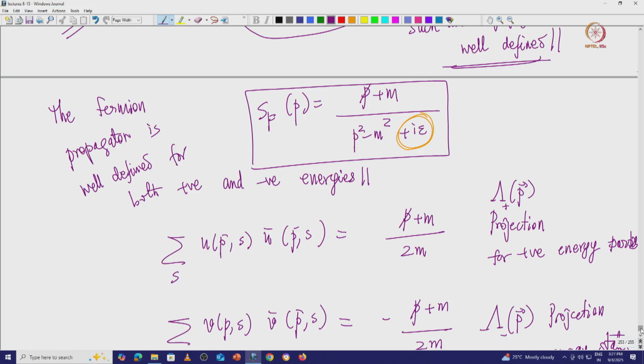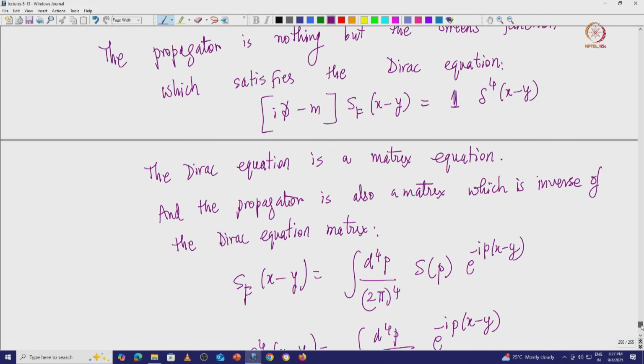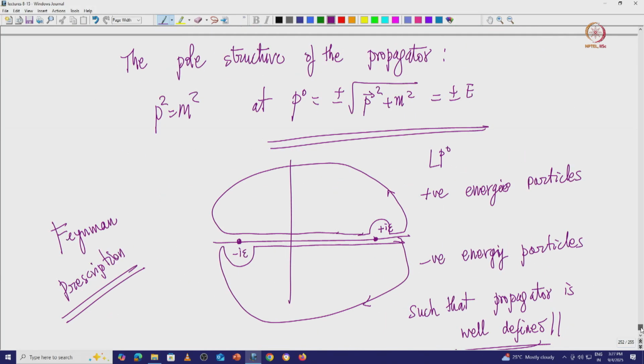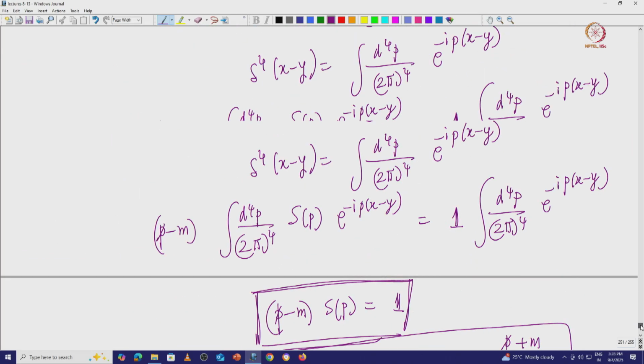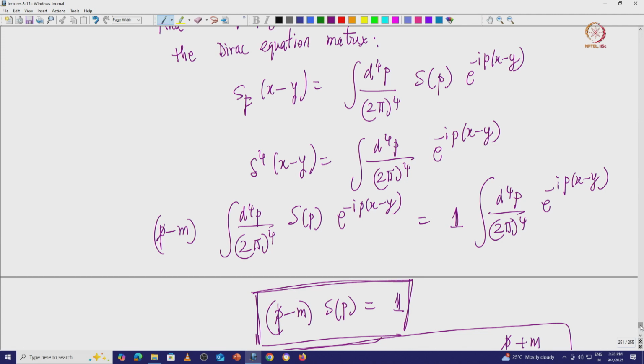The i epsilon prescription tells you that for the positive energies, when E is greater than 0, you have to close the contour such that it goes on the upper half plane. So if you close the contour in the upper half plane, this integral will become well behaved for P0 essentially. You can express it in terms of P bar, P0 and so on.